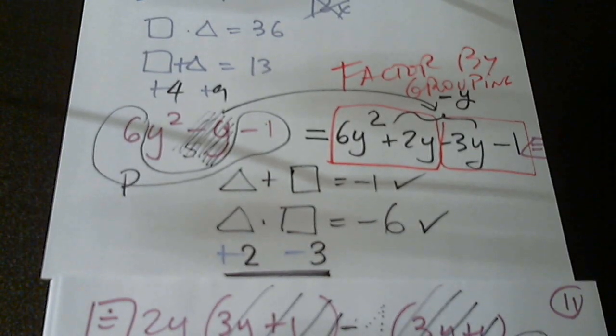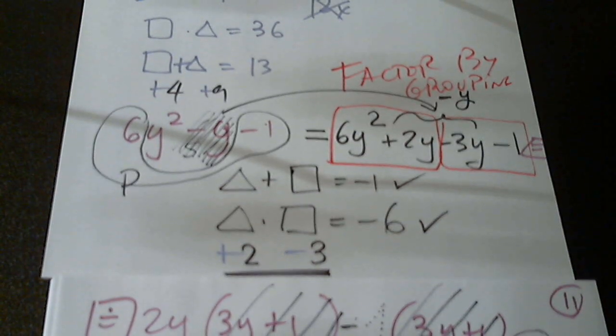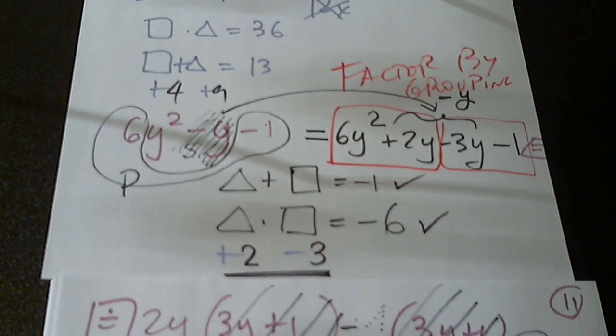What is left in parentheses? What is left from the first group? What is left from the second group? 2y minus 1. Yes, I know it's long. I know, but once you understand it, it's clear and you can apply it.